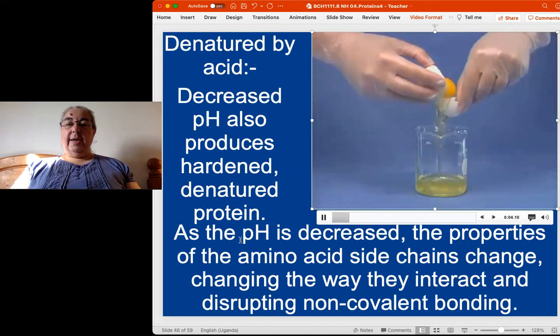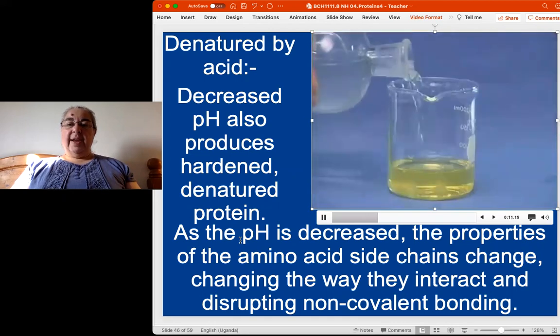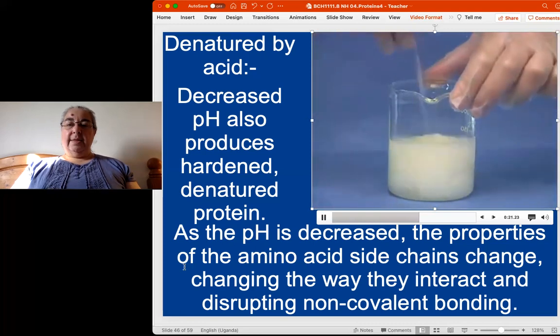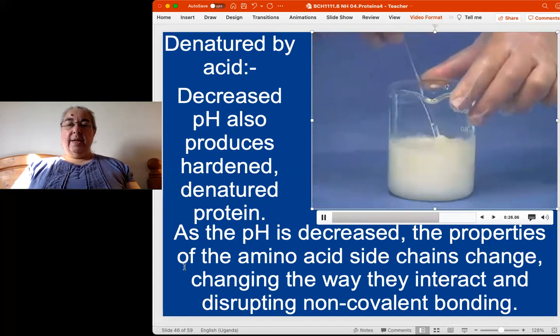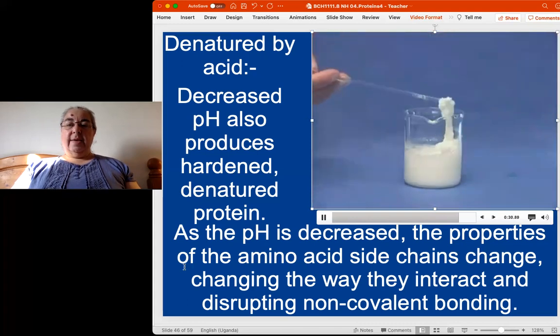So, cracking eggs into a beaker, collecting the egg white, we don't want the yolk, and then adding strong acid, strong hydrochloric acid. And you can see that it's changed color, and stirring it, encouraging that tangling. And now something solid, looking rather like cooked egg white, but in this case, we don't have any heat.